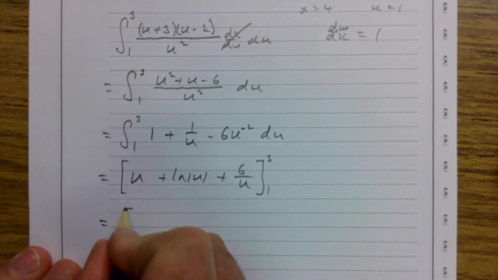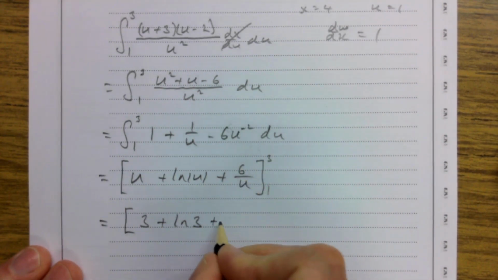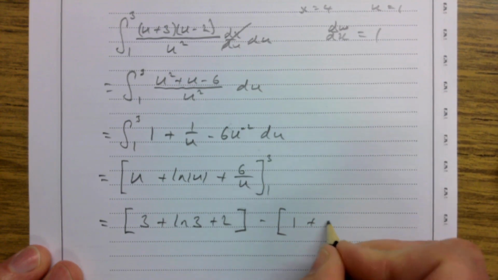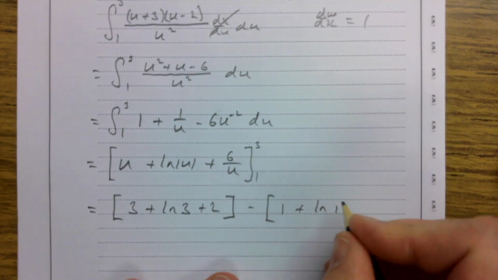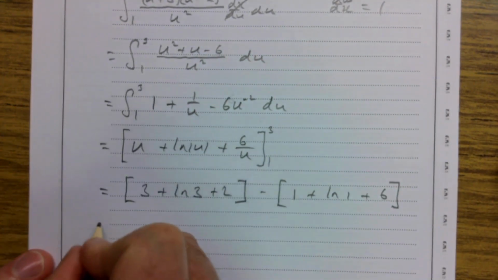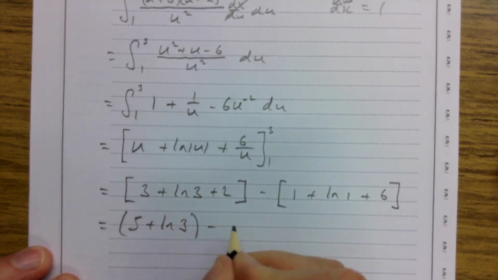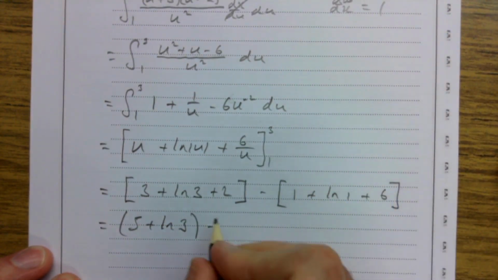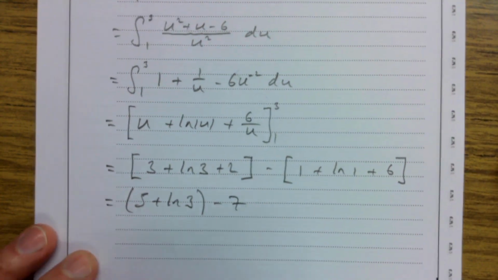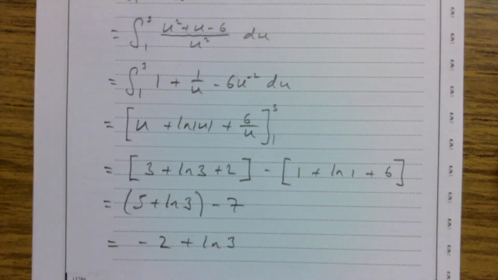So substituting in my 3 is going to be 3 plus ln 3 plus 2, and then substituting in the 1, 1 plus ln 1 plus 6. So tidying this up gives me 5 plus ln 3. 1 plus 6 is 7. ln 1 of course is just 0. So that is going to be a minus 7. So it tidies up to give me minus 2 plus ln 3.